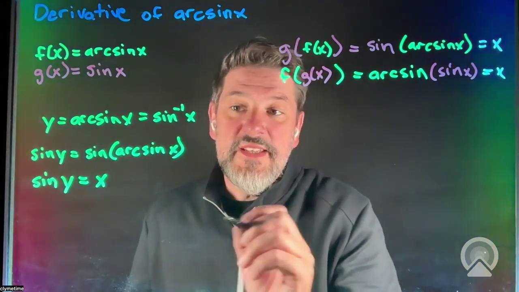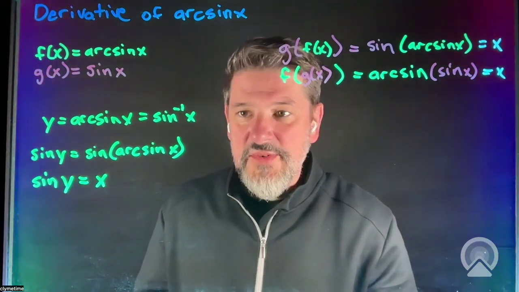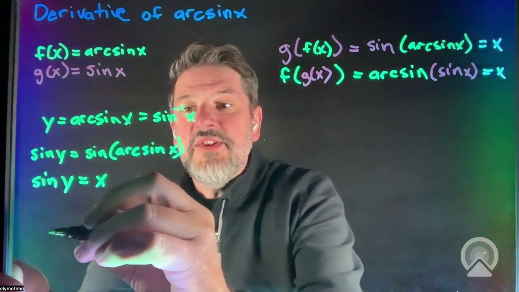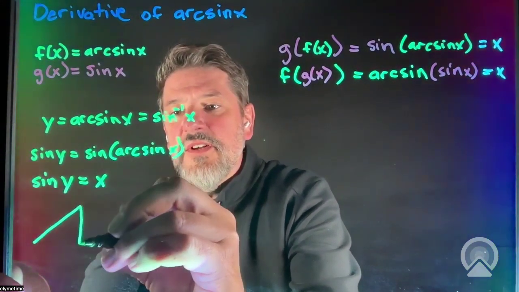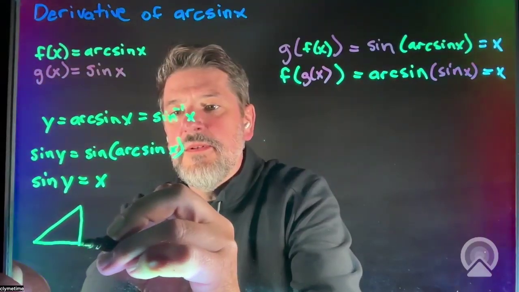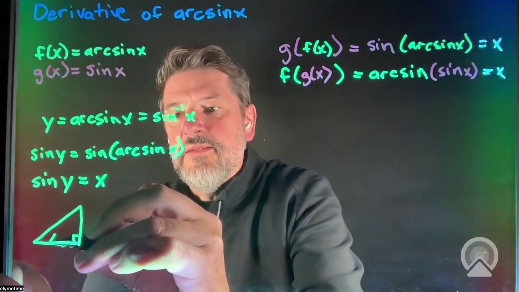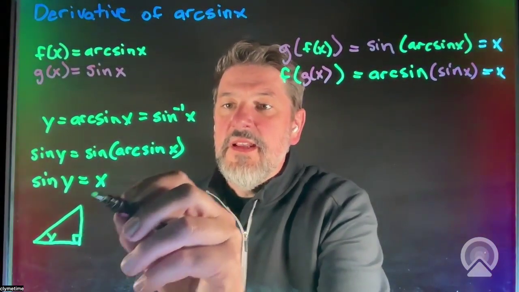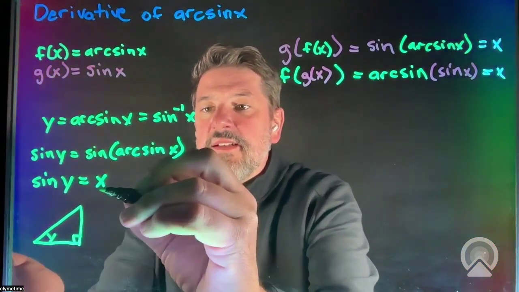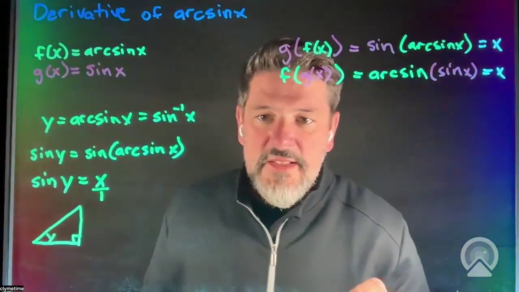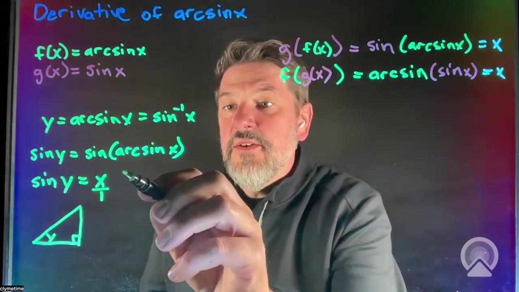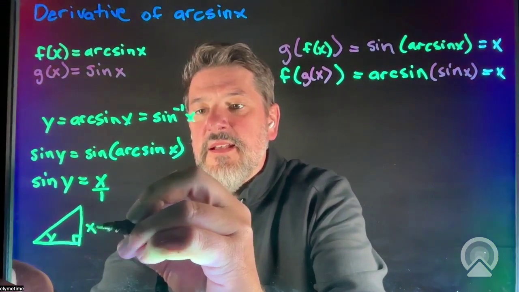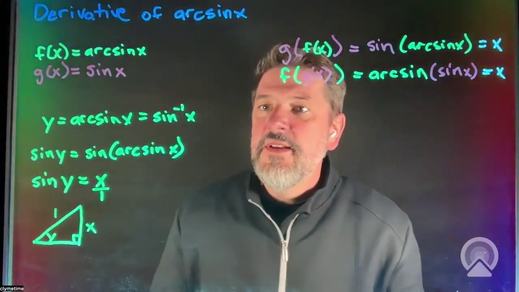And so if it's an angle and sine is a trig function, which means it's a ratio of two sides where y is an angle, that means we can draw a triangle. So that's what we're going to do next. We're going to draw a right triangle, and y is an angle. Okay, so sine of y is equal to x. x is the same thing as x over 1. And sine is defined as opposite over hypotenuse. So that means the opposite side is x, and the hypotenuse is 1.